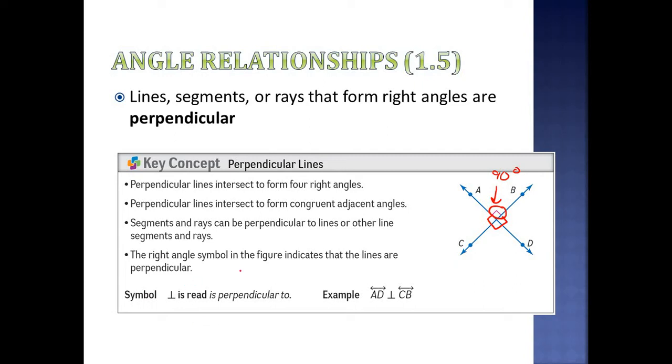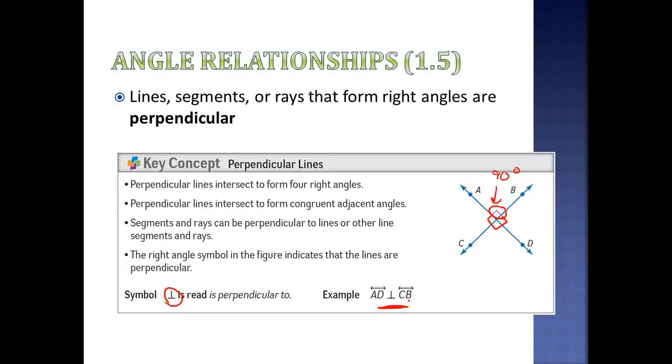The way we label or denote perpendicular lines is by using this little upside down T, and that's read as "is perpendicular to." And in the diagram here, since we have one right angle forming these 2 lines, lines AD and BC intersect to form a right angle, we say line AD is perpendicular to line CB.